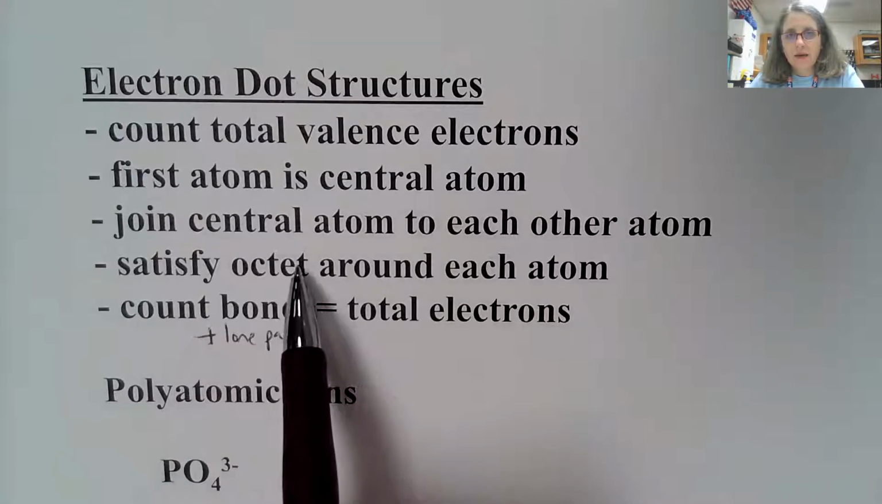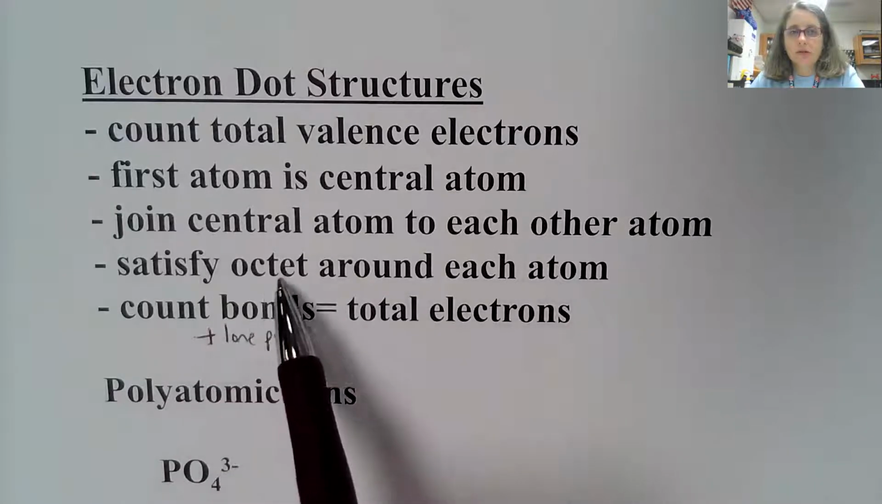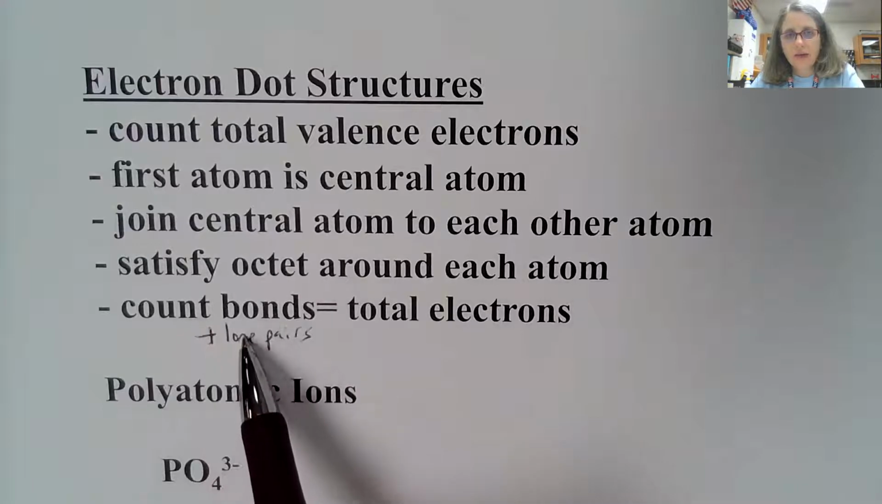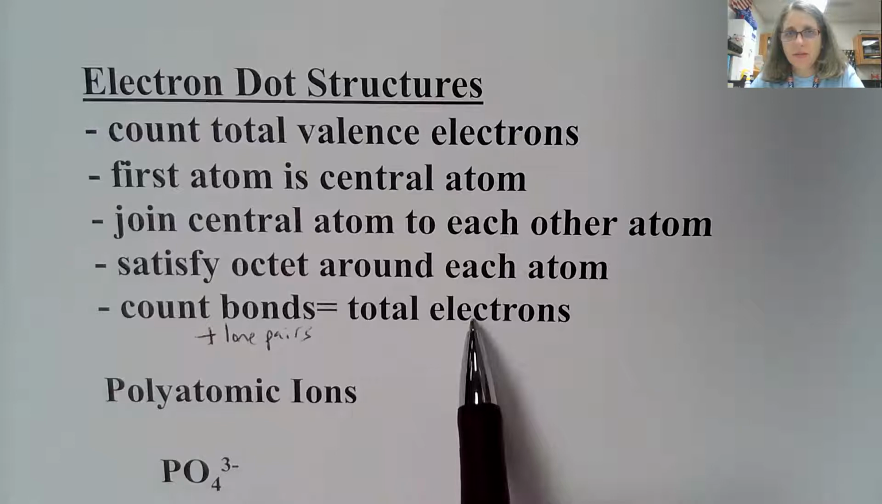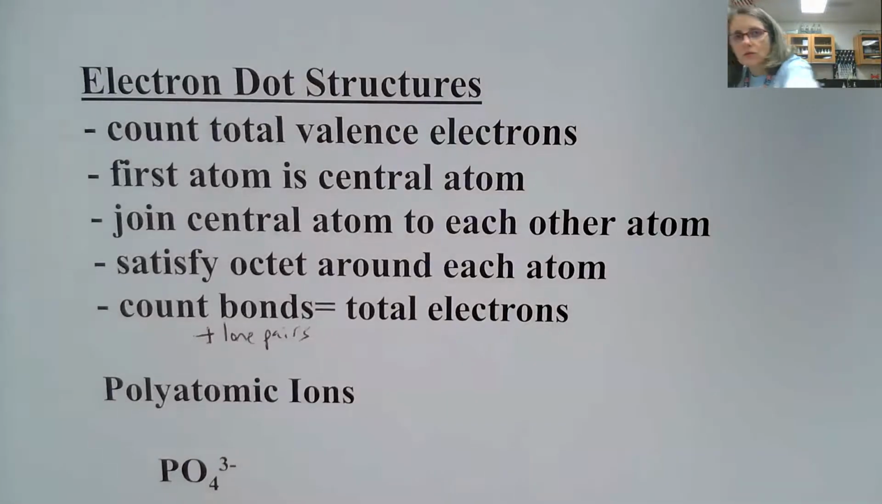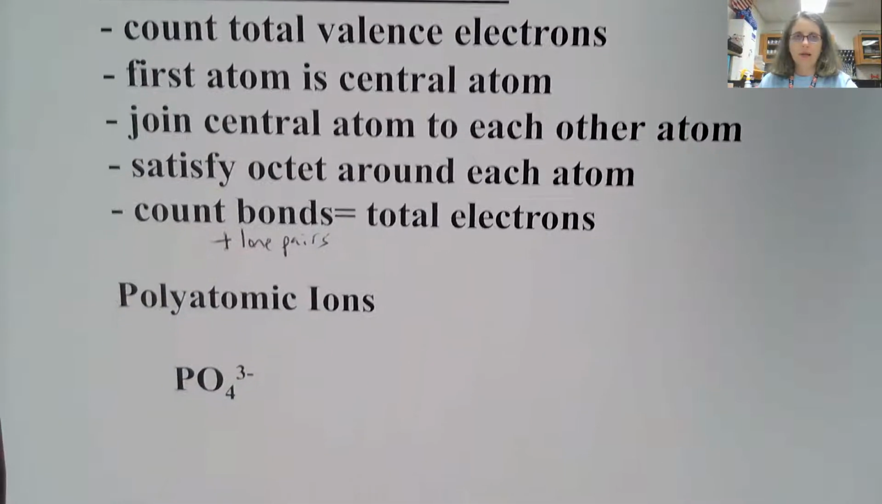Then you're going to satisfy the octet around each atom. So if that means you have to add a lone pair or whatever has to be done, you're going to then complete the octet. Then at the end, you're going to count the bonds and the lone pairs around that and see if you have the same number of electrons as you started with. So it's a way to double check that you've done everything correctly. When we are drawing these molecules, these steps are what you follow. And then there's some little schematic things that you're going to have to pay attention to.